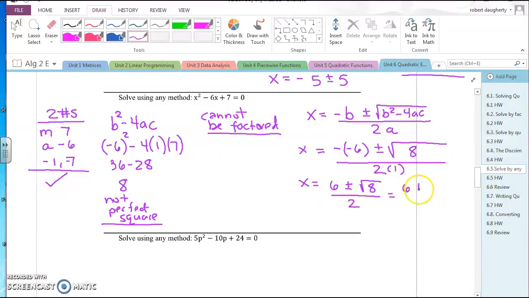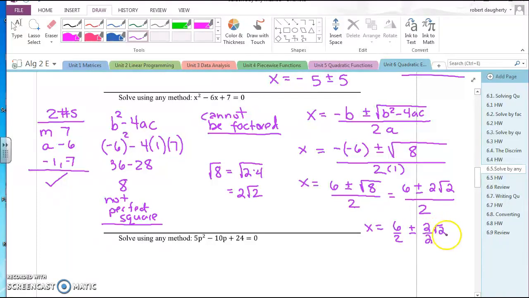So this is 6 plus or minus, remember 8, I can write the square root of 8. That's the square root of 2 times 4. Square root of 4 is 2, so this is simply 2 square root of 2. So 6 plus 2 square root of 2. And so to simplify this as best I can, this is 6 over 2 plus or minus 2 over 2 times the square root of 2. So this is 3 plus or minus the square root of 2.